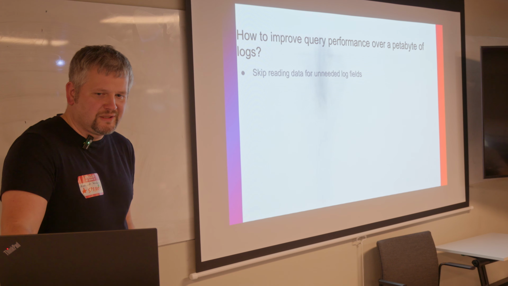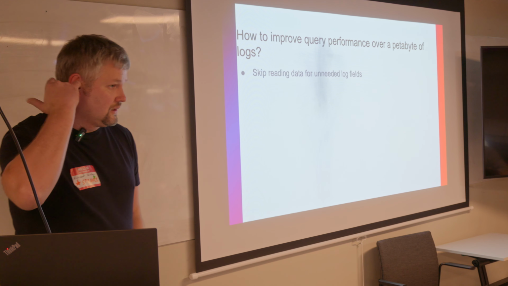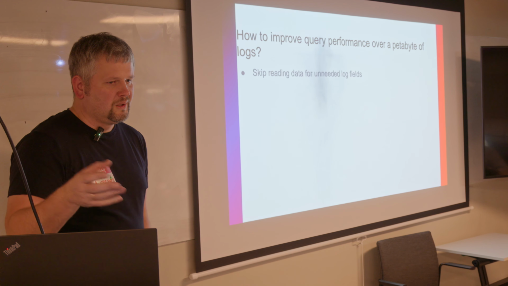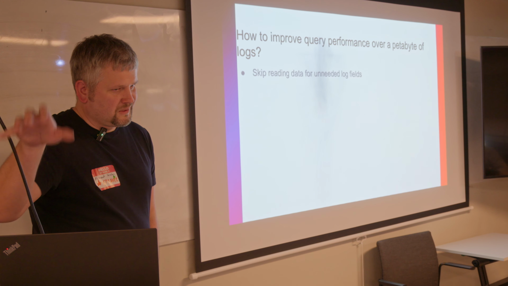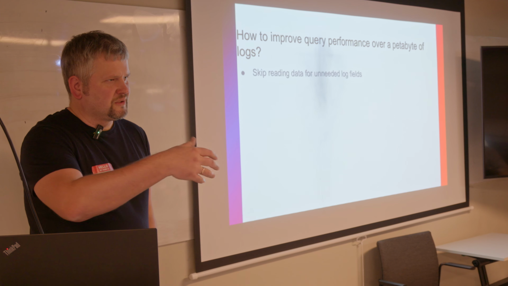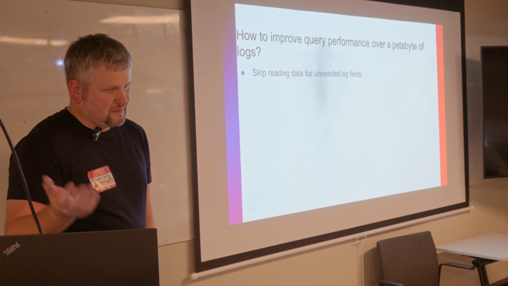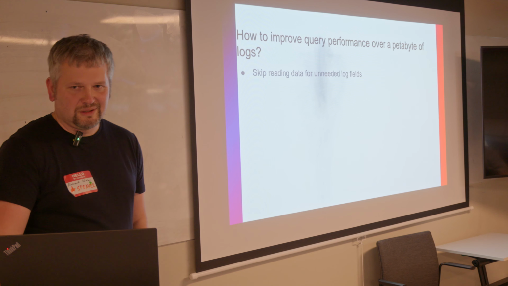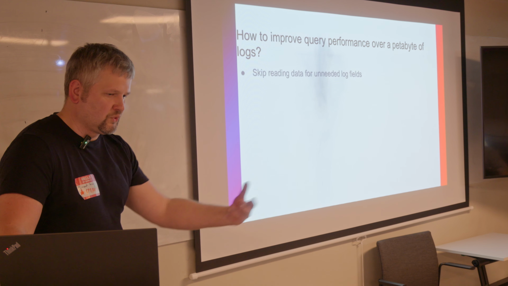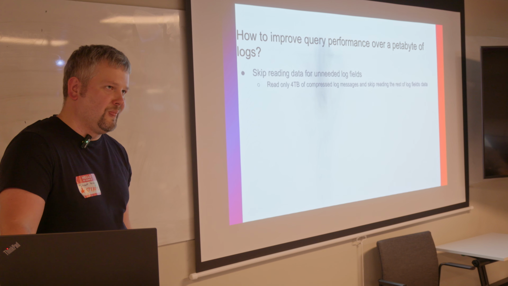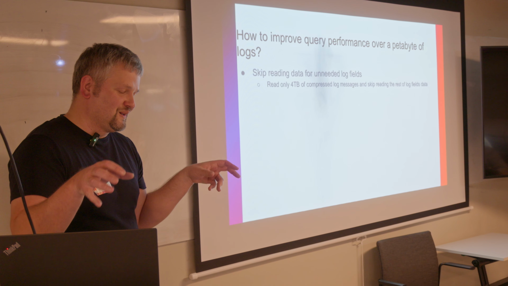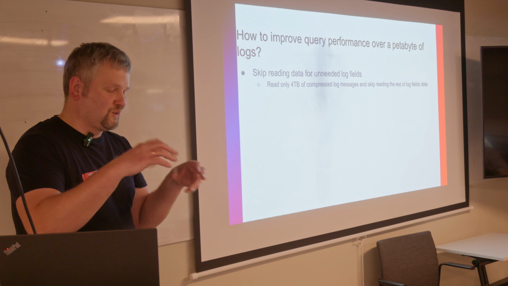We can skip reading data for unneeded logs. If we store these logs in column-oriented format, as I said before, there is no need to read all the columns. We need to read only the columns which are mentioned in the query, which you are interested in. And in that way, you can reduce the amount of data which needs to be read from disk and improve query performance. Suppose we have logs with 16 fields, and every field contains equal amounts of data. In this case, we can reduce the amount of data which we need to read from 64 terabytes to only 4 terabytes.